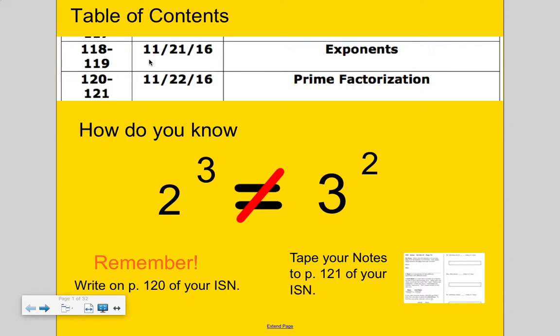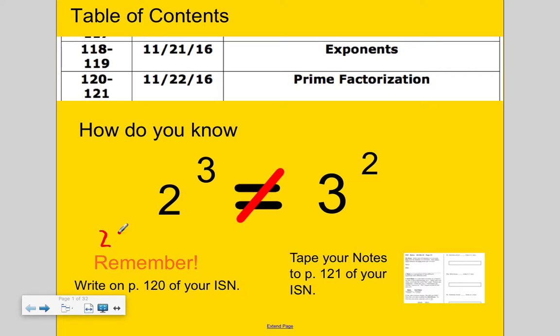This lesson is over prime factorization. So let's review our previous lesson over powers and exponents. We have 2 cubed, or 2 to the power of 3, and we have 3 squared, or 3 to the power of 2. Is 2 cubed equivalent to 3 squared? According to this, there's a big O not equal. Well, let's see. They both have the same numbers, so why wouldn't they?